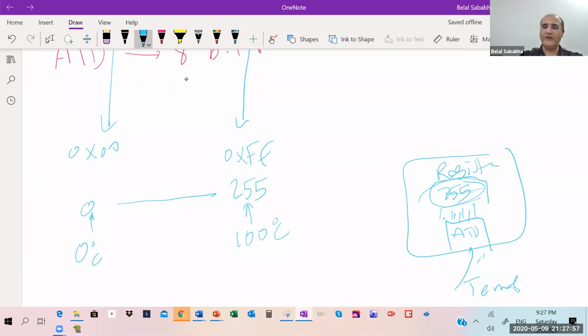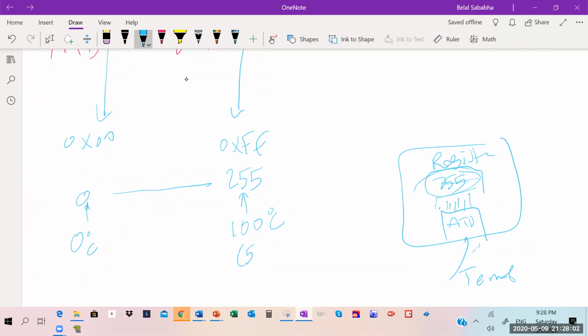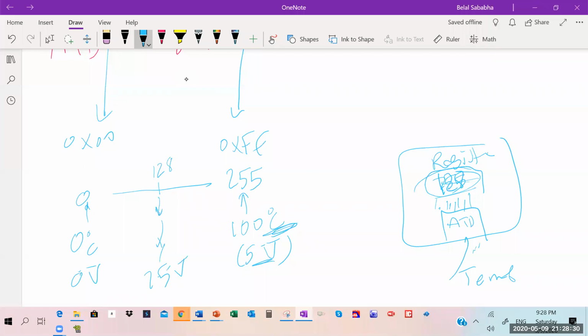Who can tell me? 100 degrees. It is 100. The temperature is 100, but the voltage is 5 volts. Right? Exactly. Okay, if I came here and read the value and it was 128, well, if it's proportional, linear, then the voltage is 2.5 volts, right? Then the temperature is half.